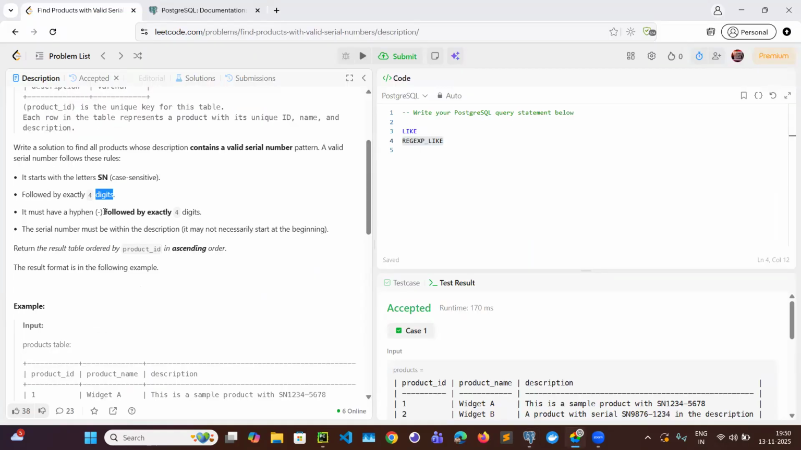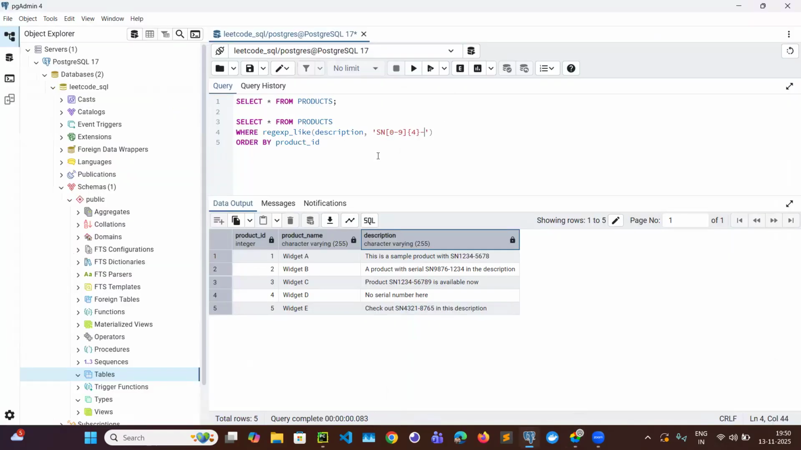Okay, then there should be a hyphen. Okay, hyphen. Then after the hyphen, again 4 digits. Okay, let's try that. Again 4 digits, so it could be 0 to 9 and 4 digits. All right, so will a regular expression like this work?